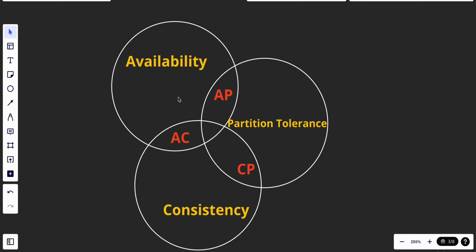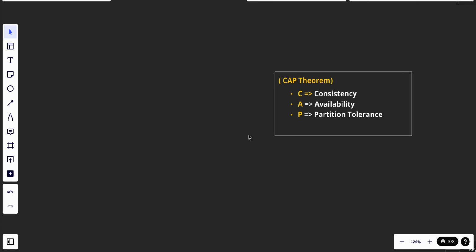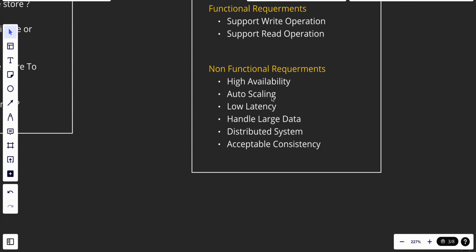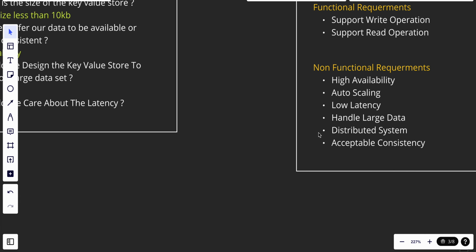So maybe you have an AP system, which is availability and partition tolerance, sacrificing consistency; a CP system, consistency and partition tolerance, sacrificing availability; and a CA system, availability and consistency, sacrificing partition tolerance. The CA system is not a real world application because partition tolerance is not something that we can avoid. So we always choose between AP and CP, and because our non-functional requirement was that our system will be highly available, we choose AP with tunable consistency.